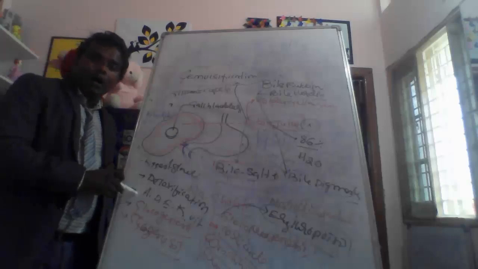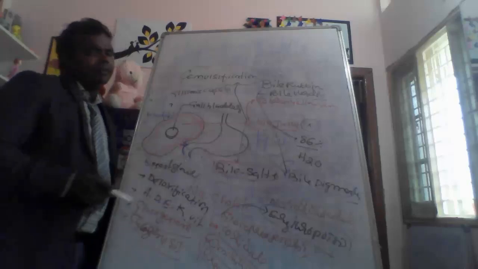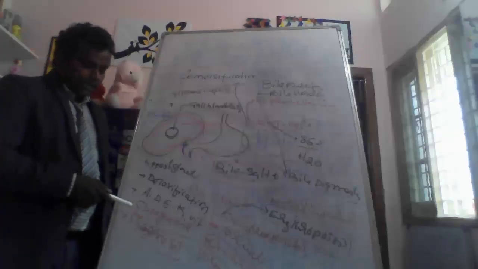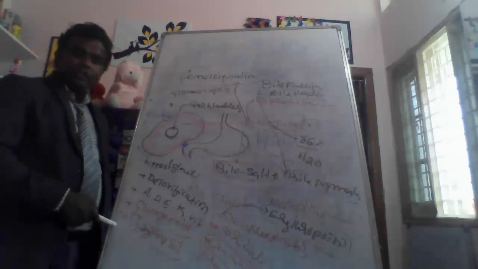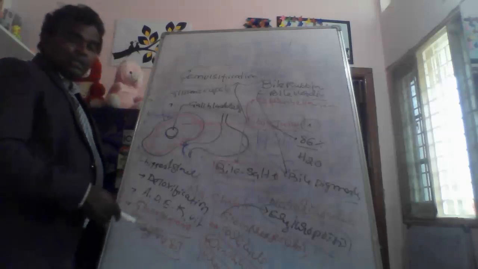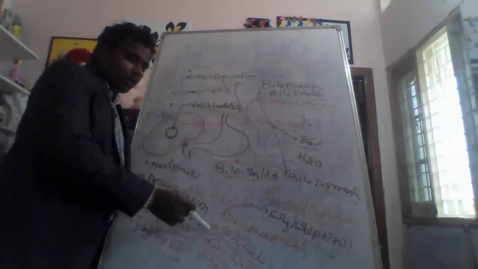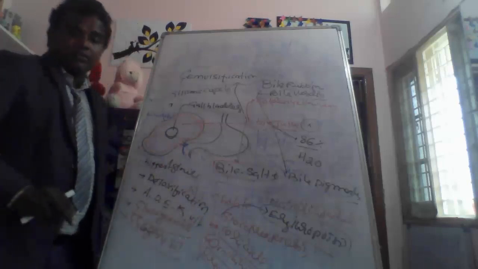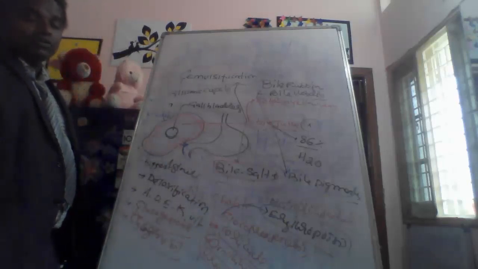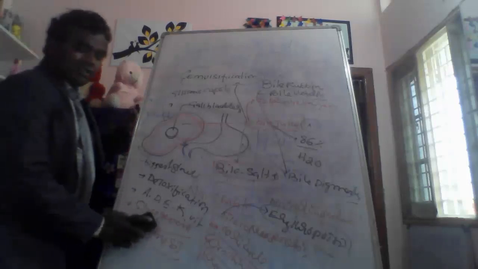And synthesis of A, D, E, K vitamins, right? Next, metabolism. It is responsible for glucogenesis, gluconeogenesis and glycogenesis. In the liver, the Cori cycle takes place. In the liver, the ornithine or urea cycle takes place, right? So this is a very important thing. So these are the important points of the liver.